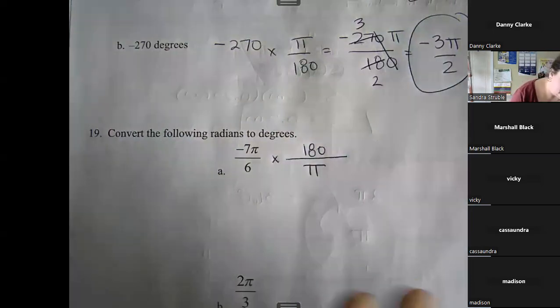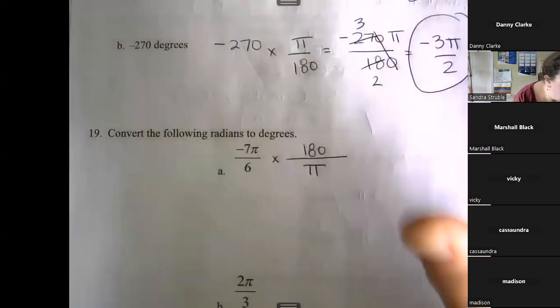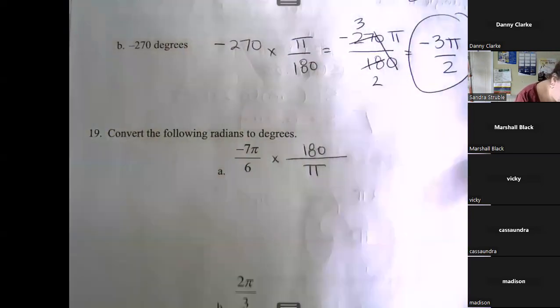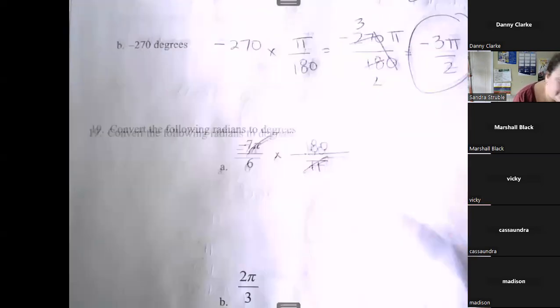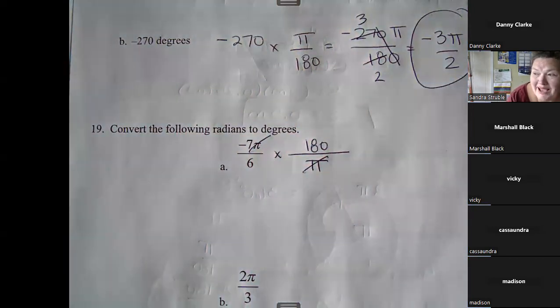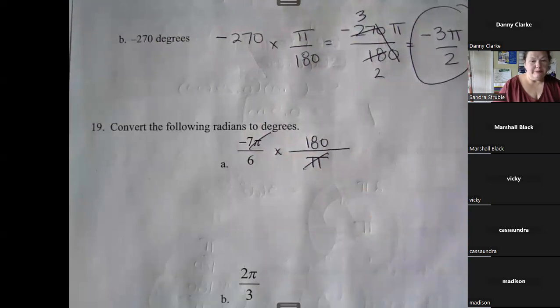When I do this, I'm not going to multiply that 7 times 180. I'm just going to leave it like it is. I'm going to show you what I do whenever I see this. First of all, the pi's reduce, because you're not going to have a pi in your answer for degrees. That's the reason why we put it there. The next thing I look at, 7 and 6 do not reduce. If they did, they'd already be reduced.